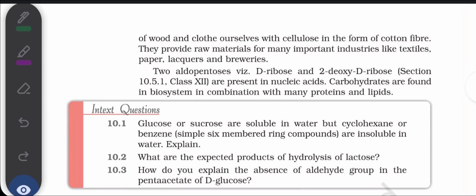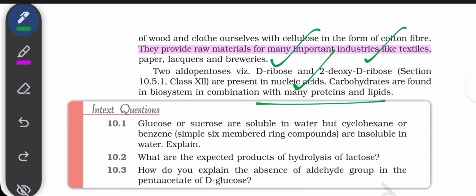2 aldopentoses, that is ribose and 2-deoxyribose, okay, are present in nucleic acid. Very important. So these are the sugars which are present in the nucleic acid. We all know that ribose and deoxyribose. And carbohydrates are found in biosystem in combination with many proteins and lipids. Okay.